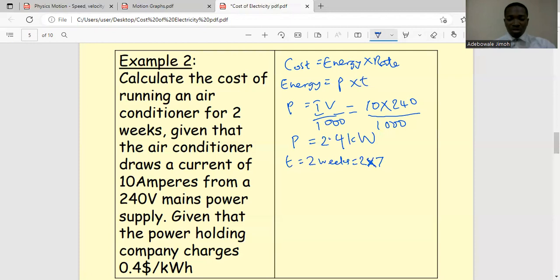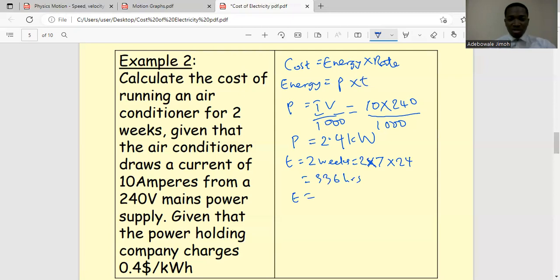This 2 times 7 days, you have to convert it to hours by multiplying it by 24 because there are 24 hours in a day. So if you multiply all of this, you get the value of 2 weeks in hours. So you take your calculator, you press 2 multiplied by 7 multiplied by 24. All of this will give you 336 hours.